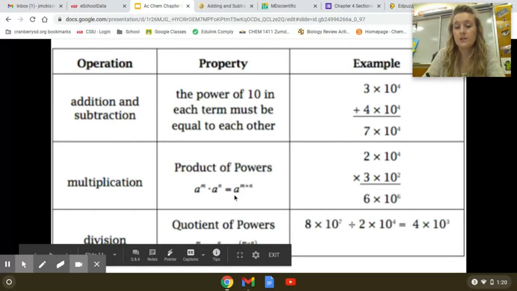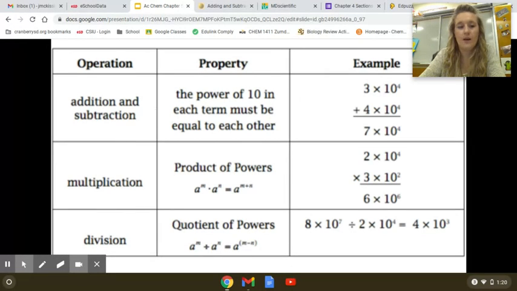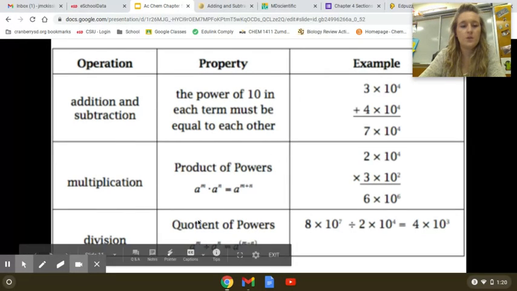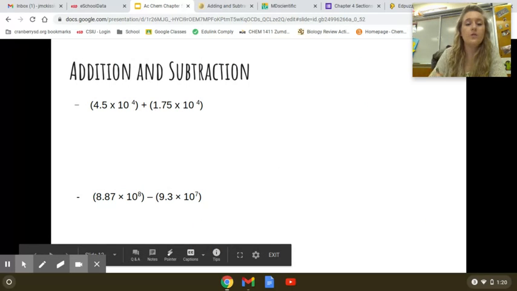Multiplication, you're just going to multiply, add the exponents. Division, you're going to divide, subtract the exponents. Okay, so not too bad. You just got to keep it straight which time you use which method. Okay, so we're going to start off with addition and subtraction.